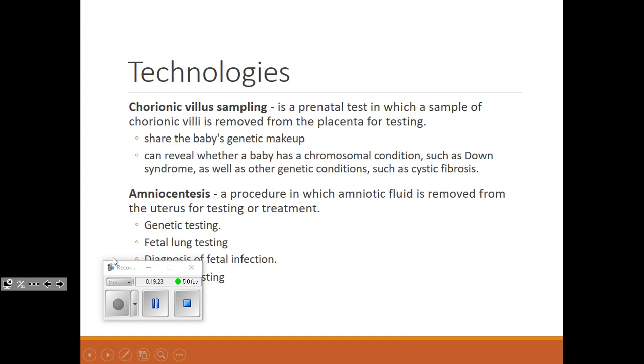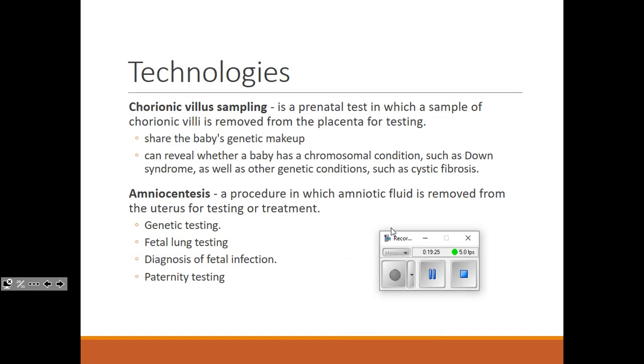Okay. Now there are some technologies associated with these support structures. One of them is called chorionic villus sampling, or chorionic villi, if we're using the plural. It's a prenatal test where we can take a little sample of the chorionic villi. It's not without risk, but it can be done safely. It's not a routine test. You wouldn't get this unless the doctor asked you to or you requested it.